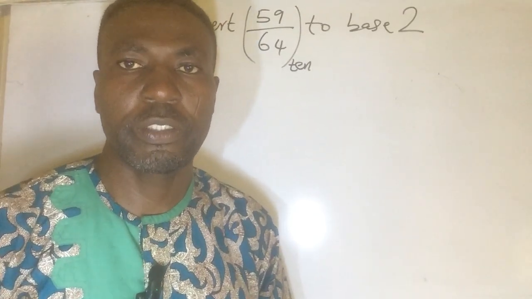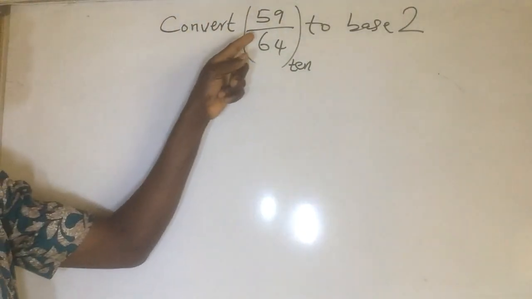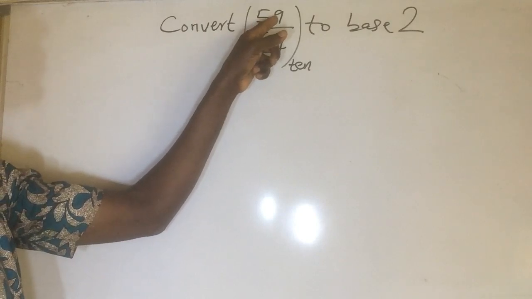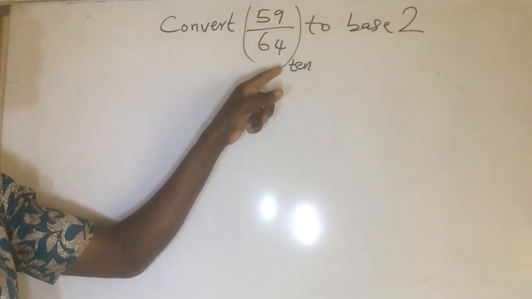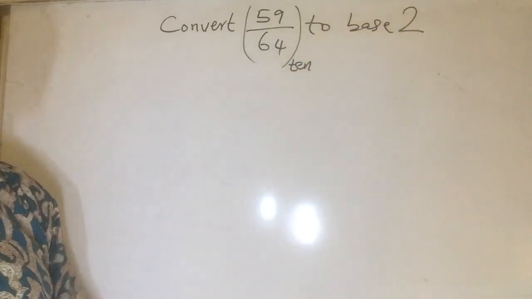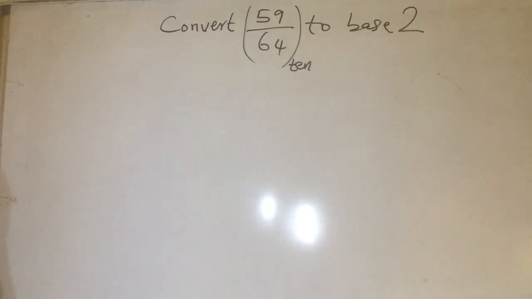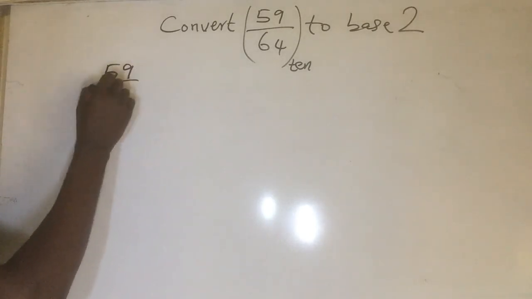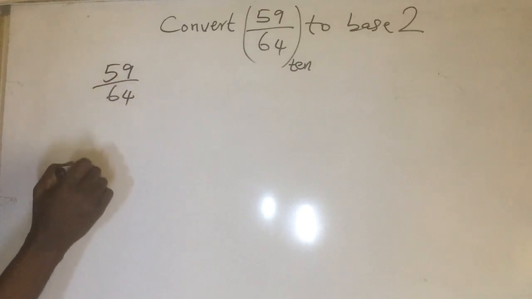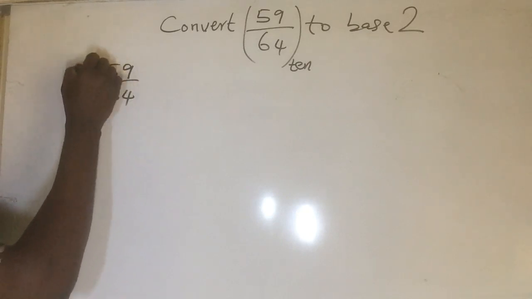The question says, convert 59 over 64 in base 10 to base 2. So how do we do it? We write out the number, 59 over 64 in base 10.